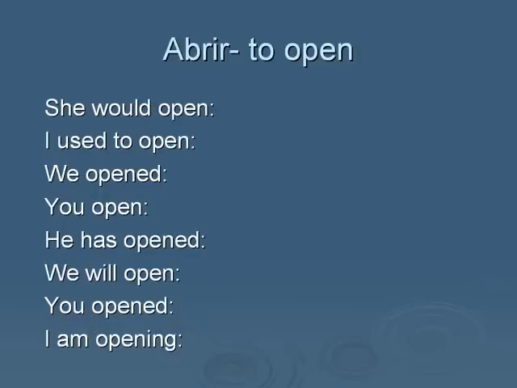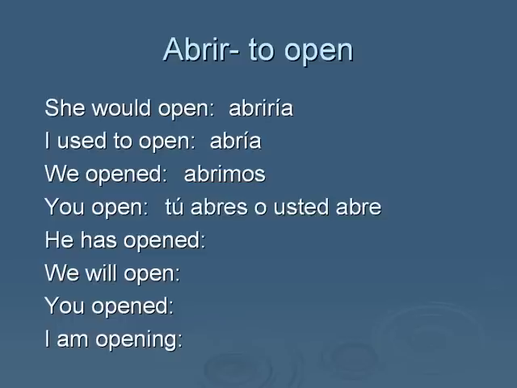Abrir, to open. She would open. Ella abriría. I used to open. Yo abría. We opened. Nosotros abrimos. You open. Tú abres o usted abre.